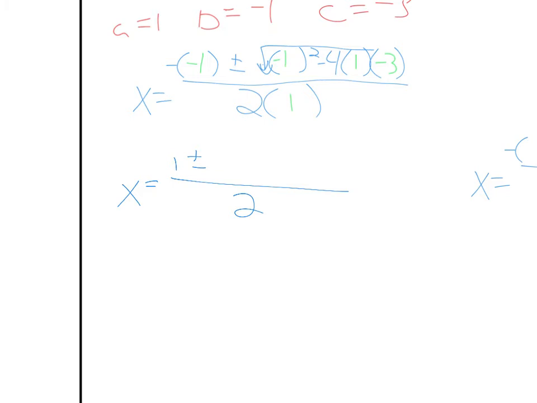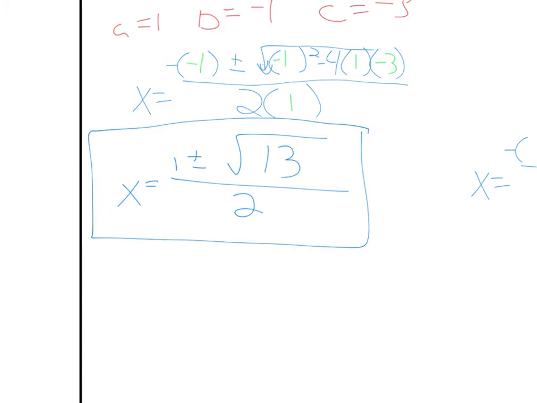So this becomes 1 plus or minus the square root. Let's see, what is all this mess? Negative 1 squared is 1, minus 4 times 1 times negative 3. Well, that's negative 12. So 1 minus negative 12, 1 plus 12, that's 13. 13 doesn't have a clean square root, so that's our answer: 1 plus or minus the square root of 13, all over 2.